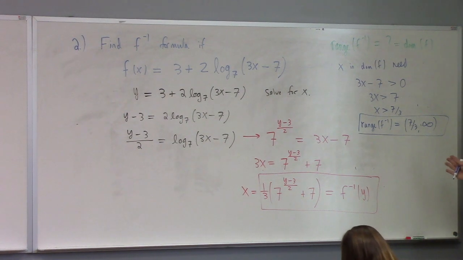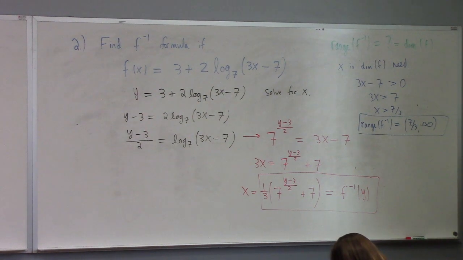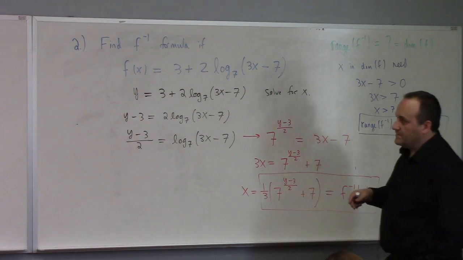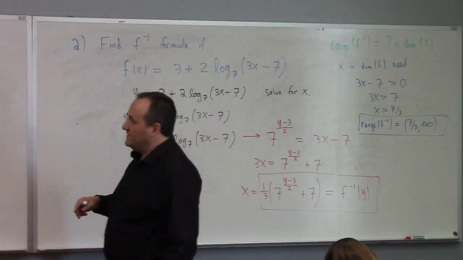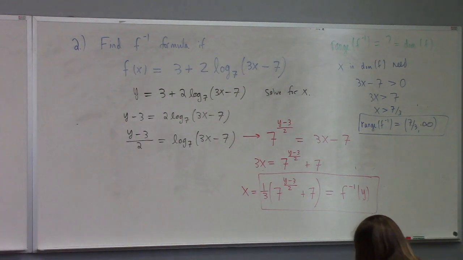So the strategy is the same. If you're finding the formula for the inverse function, you start by writing y equals f of x, and then you solve for x using laws of algebra that we've talked about this semester. What's next here? Number 3, how should we do this one?